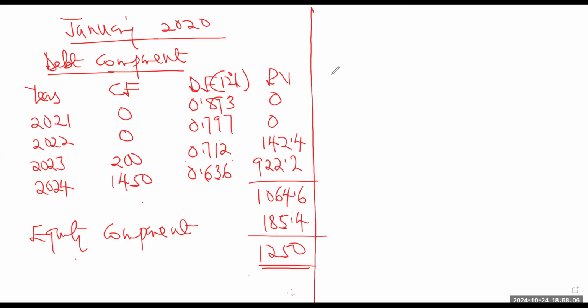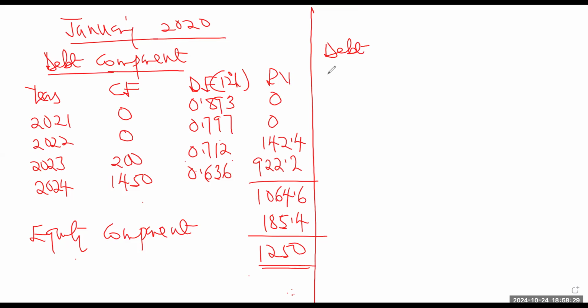So initial recognition, this is what we do. At the date of the issuance, we actually separate these two. So you'll be having the debt component. Please, can you go through the equity component for me? How you got 185?